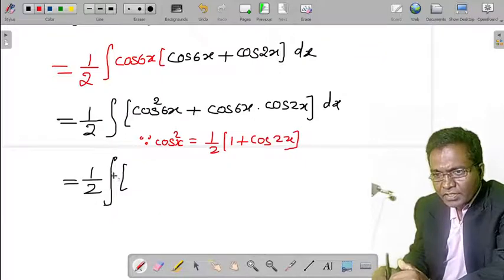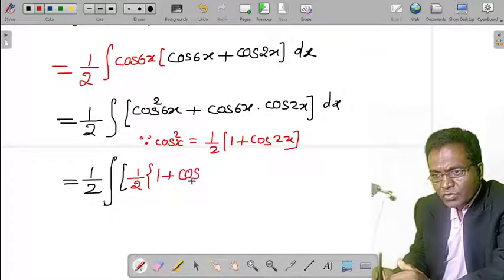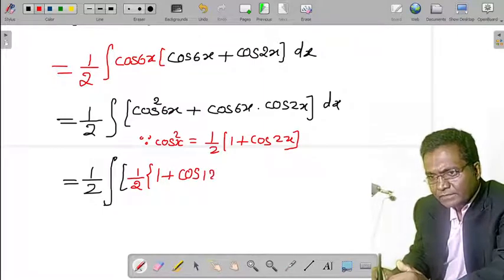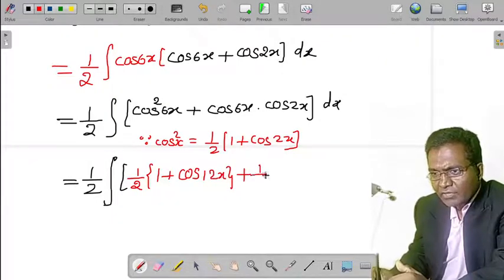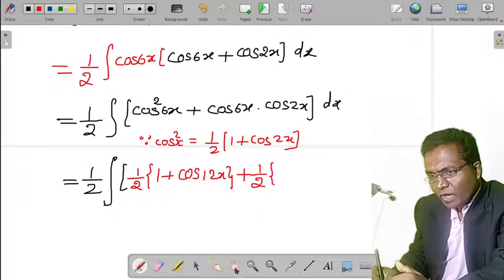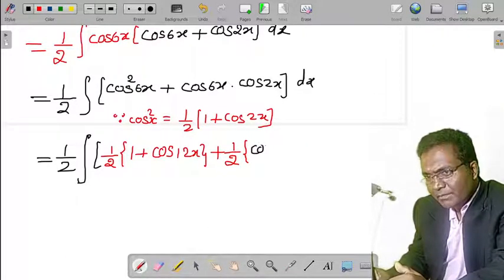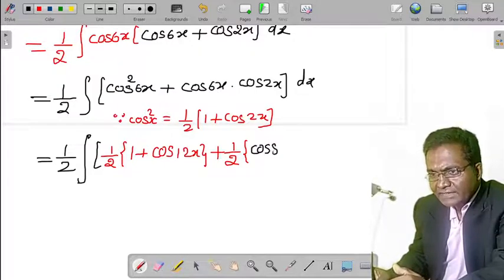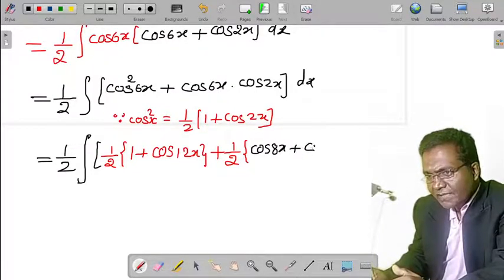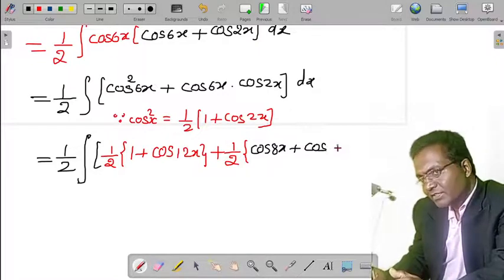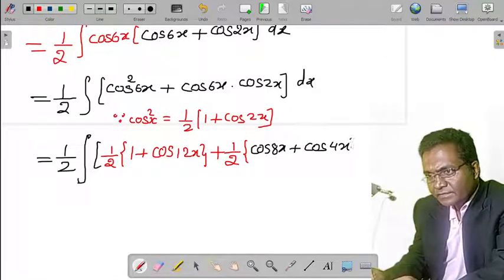Okay, so it is how much? It is 1 by 2 into 1 plus cos double of this.